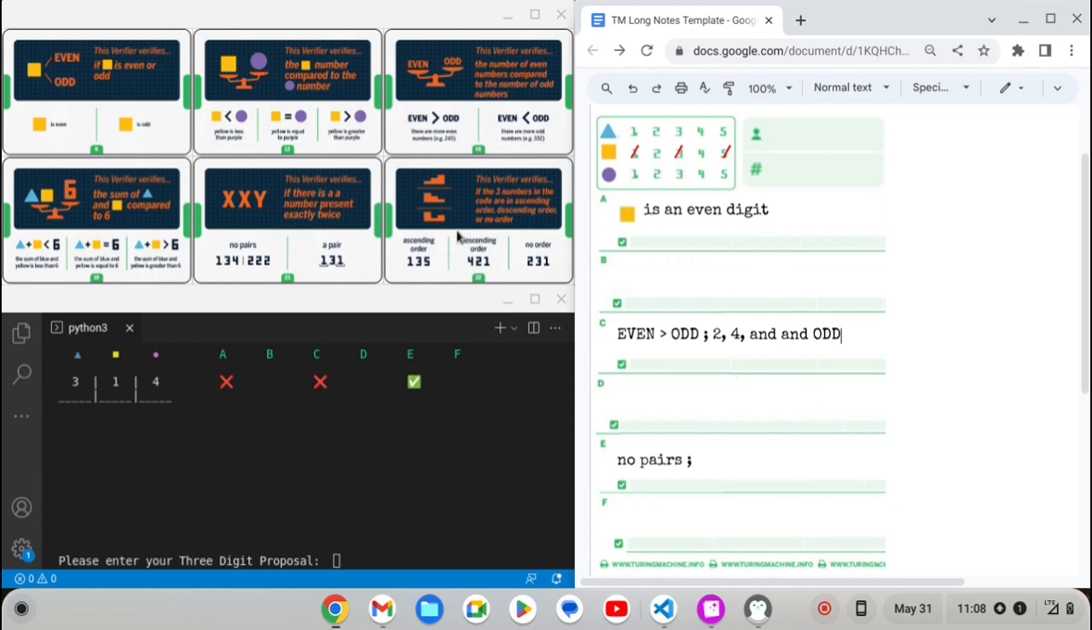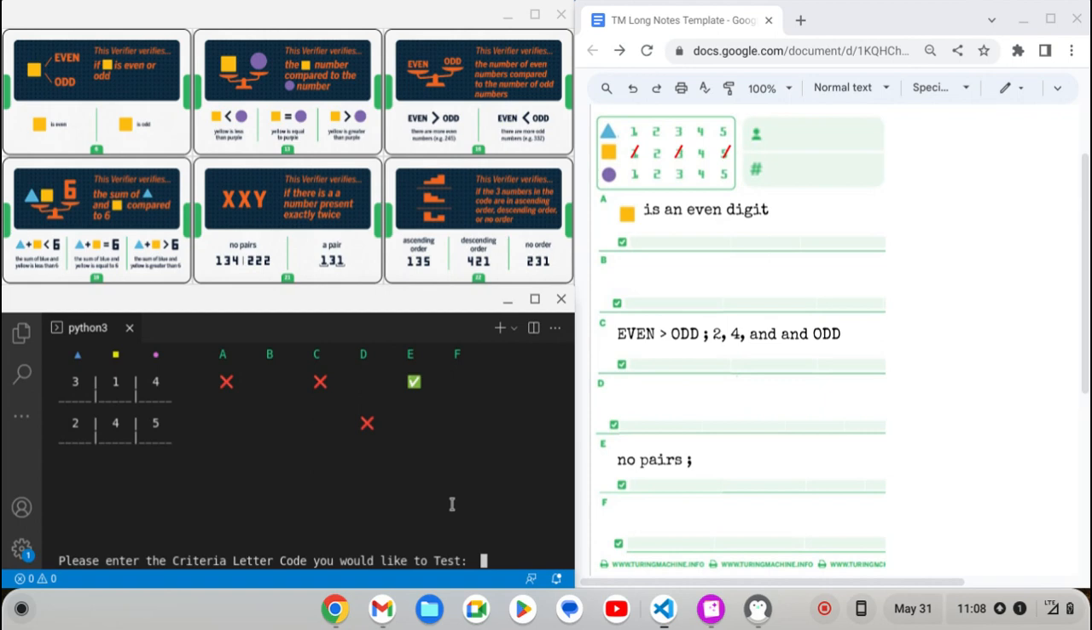4, 2. Well, perhaps maybe then it may be ascending or descending. So I'm going to try 2, 4, 5. Let's go ahead and see what happens there. 2, 4, 5. Okay, so yes, I'm very interested in verifying whether the sum is 6 or not. So let's go ahead and test criteria card D.